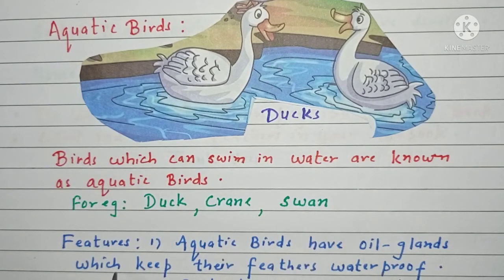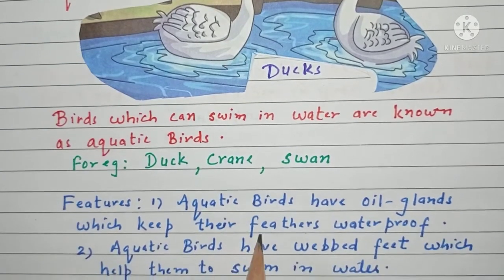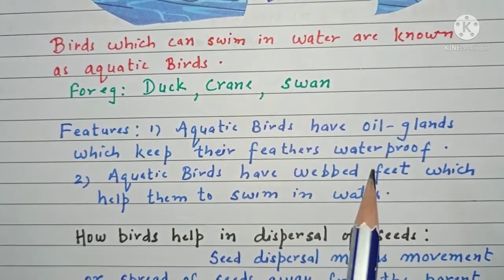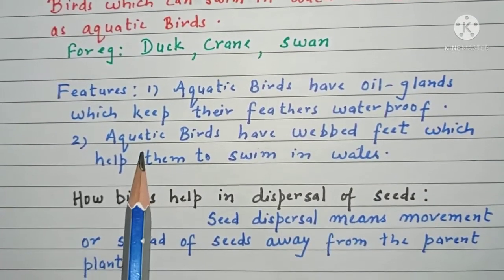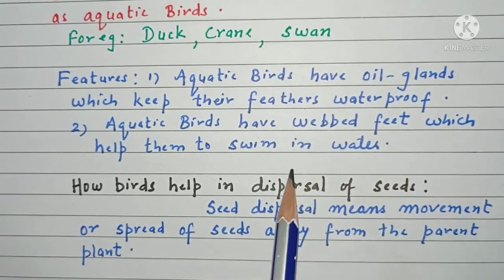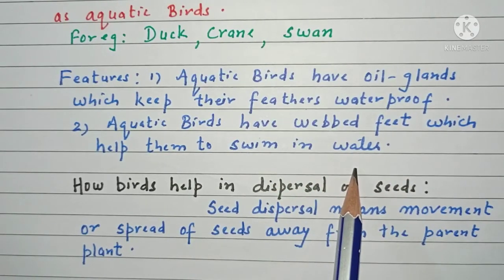And what are their special features? These aquatic birds, they have got oil glands which keep their feathers waterproof. And then aquatic birds have webbed feet which help them to swim in water.